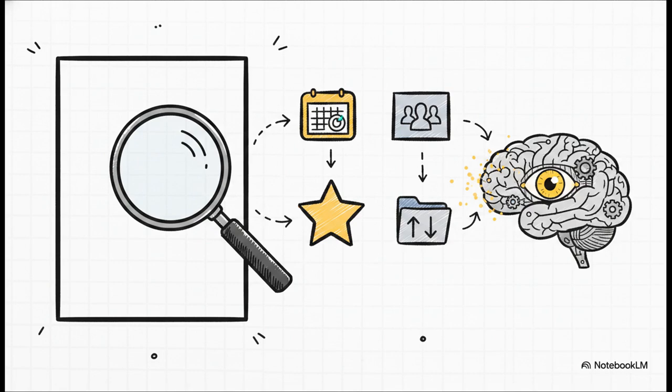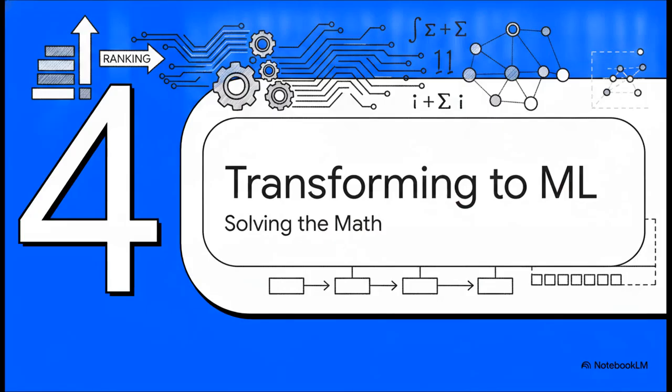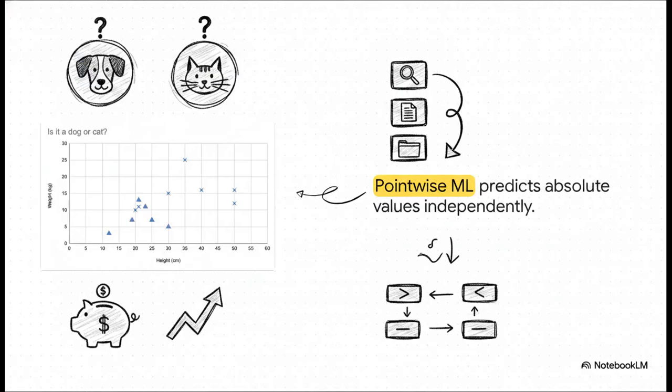All right, part four, transforming ranking to ML, or how we actually solve the math. Let's see how all of this builds into, honestly, the most fascinating part of the workflow, transforming this ranking problem into a traditional machine learning problem. Now, traditional machine learning often uses a point-wise approach. It tries to predict specific, absolute values for individual items independently. Think of predicting a company's stock price, or looking at an image and classifying it as a dog or a cat based on its height and weight.